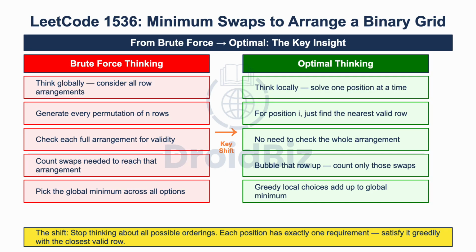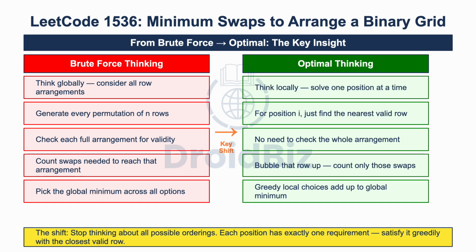Now, let's connect the two approaches and understand the fundamental shift in thinking. The brute force thinks globally. It asks, what is the best arrangement out of all possible row orderings? To answer that, it generates every permutation, checks each one for validity, counts the swaps needed to reach it, and picks the minimum. This is exhaustive. It never misses the answer, but it is incredibly slow.